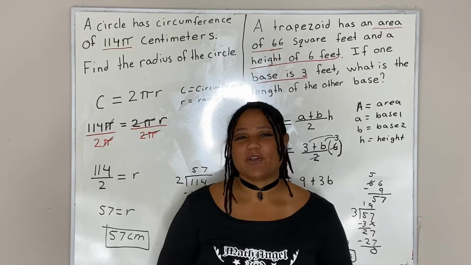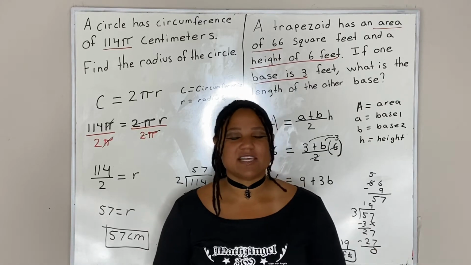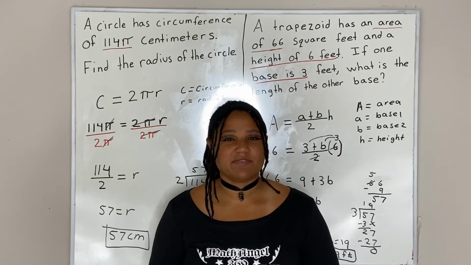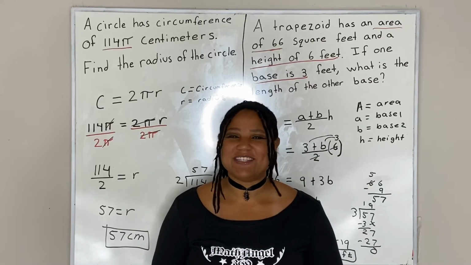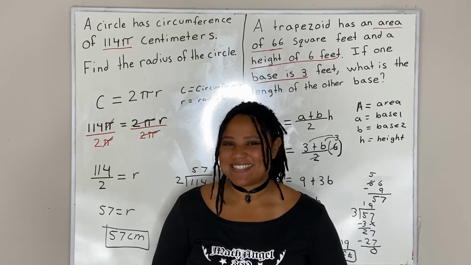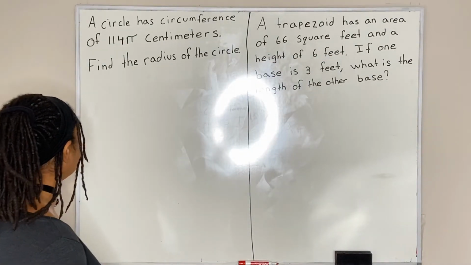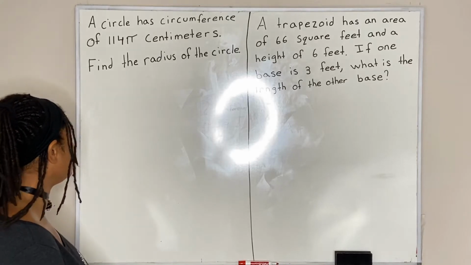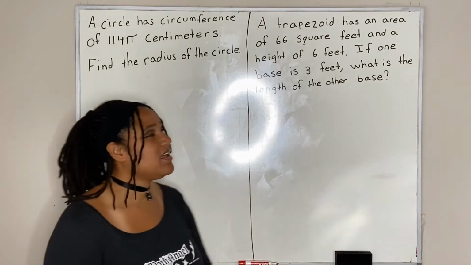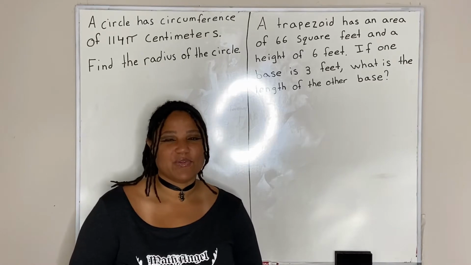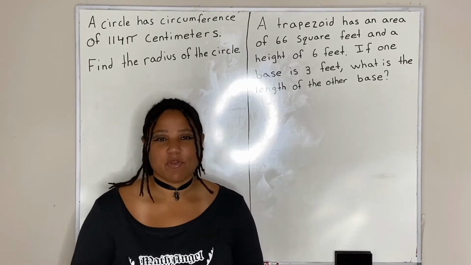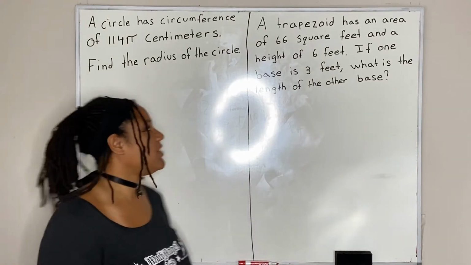In this video, we are going to apply all of the concepts we have learned in the previous videos into some geometry problems. So here we have a circle that has a circumference of 114 pi centimeters, and we want to find the radius of the circle. Well, the first thing we need is a formula, and the formula is as follows.